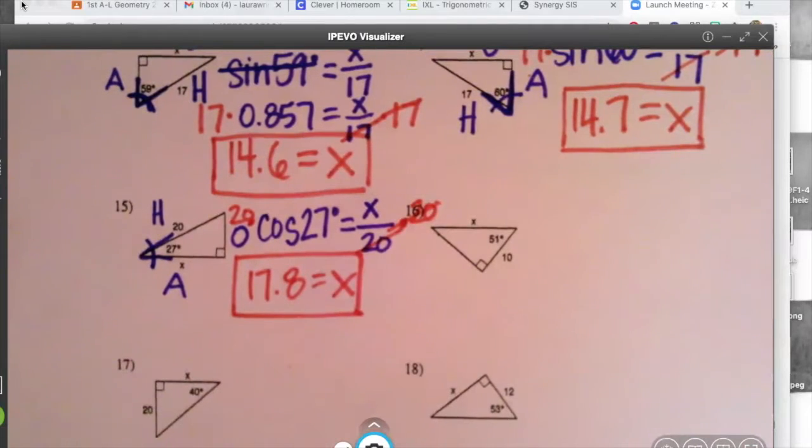So first step is to find your angle that you're going to use. Then label your sides to see what you've got and what you need to find. Once you know which sides you have, this one should be adjacent and hypotenuse. See which of those trig functions uses adjacent and hypotenuse. And then you just write it down.